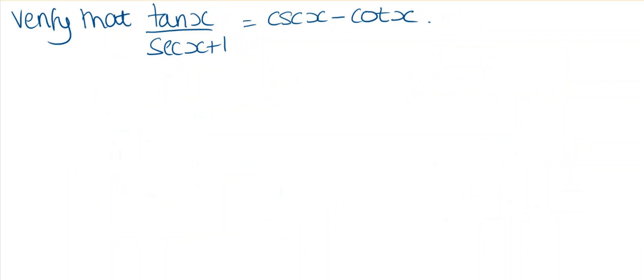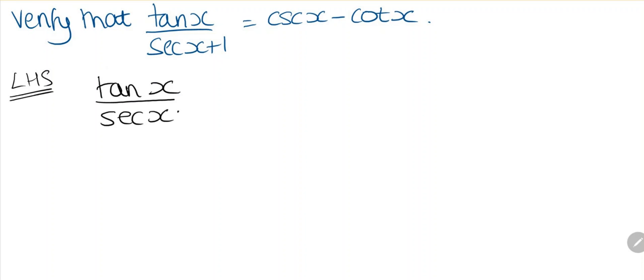Okay, so we have another question. Verify that tan x divided by secant of x plus 1 is equal to cosecant x minus cotangent of x. The left-hand side is a little bit more complicated, so we're going to use that one. We're going to multiply by the conjugate of the denominator. So we have tan of x over secant x plus 1, and we're going to multiply by secant x minus 1.